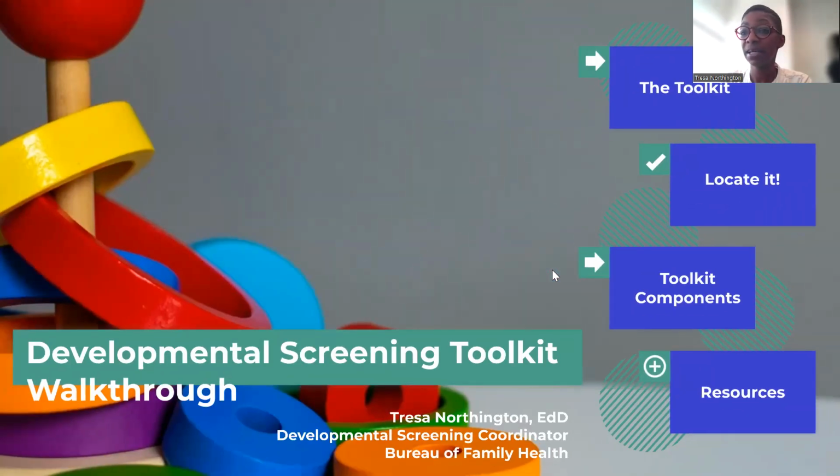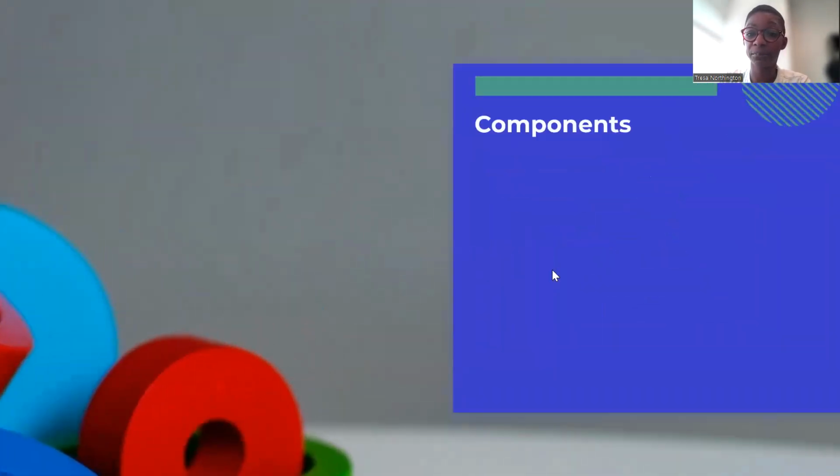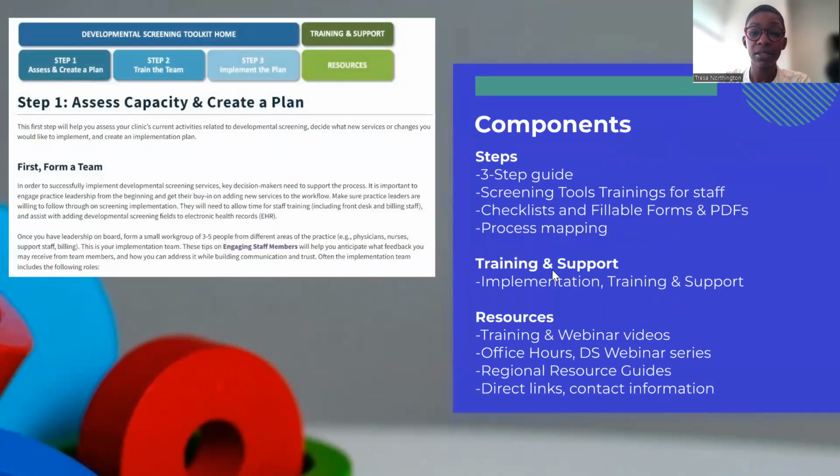Now that we found it, let's take a look at what it's actually made up of. What are the components? As you can see, the toolkit is set up to be a three-part process. The first step is to assess the capacity and to create a plan. This is the first step of the BFH toolkit, and it provides great information on how to form a team. For many practices looking to start and implement developmental screening, this is the perfect place to start.